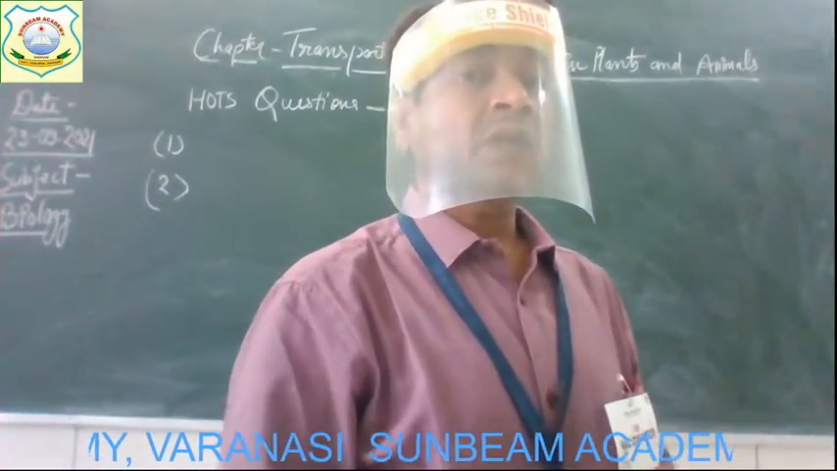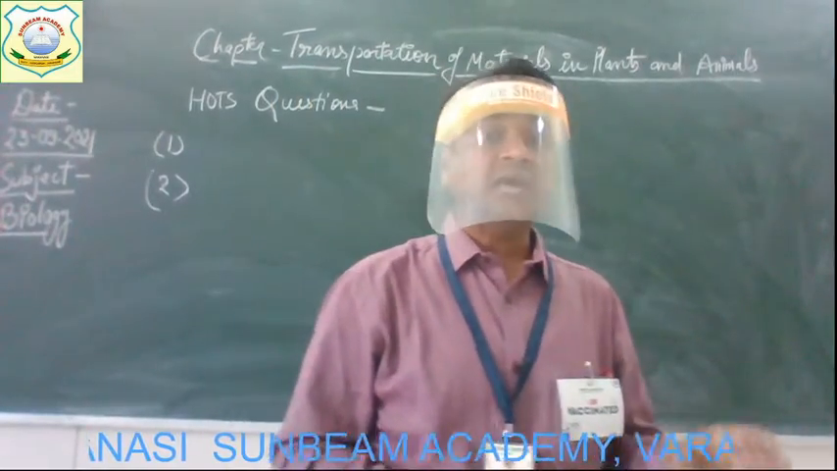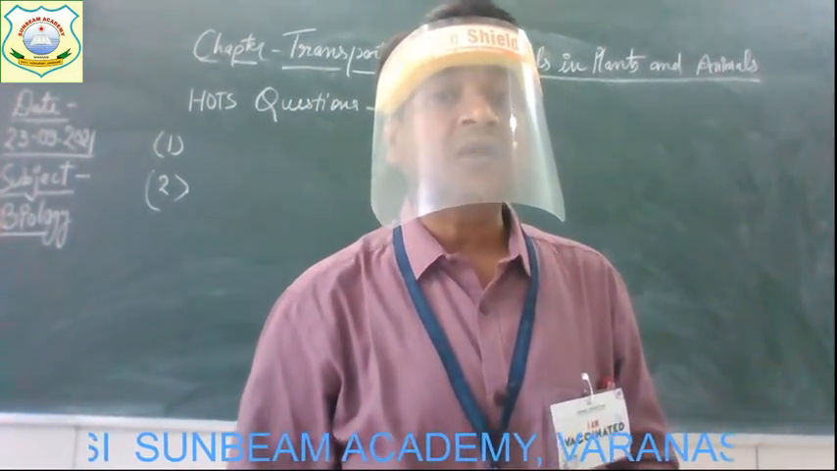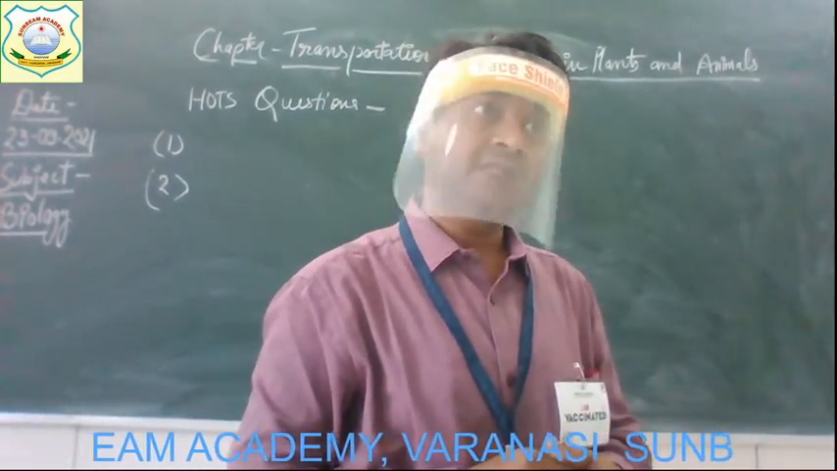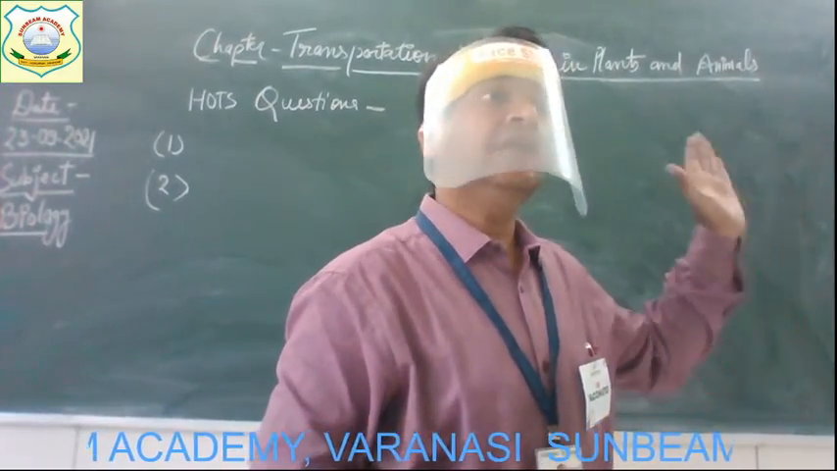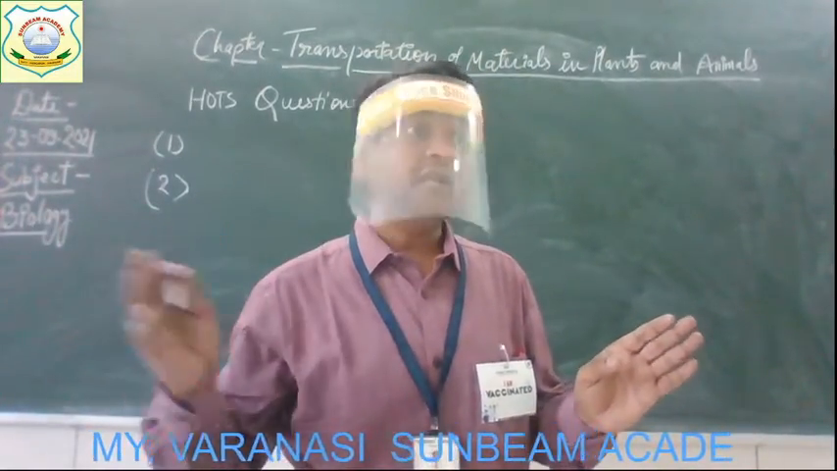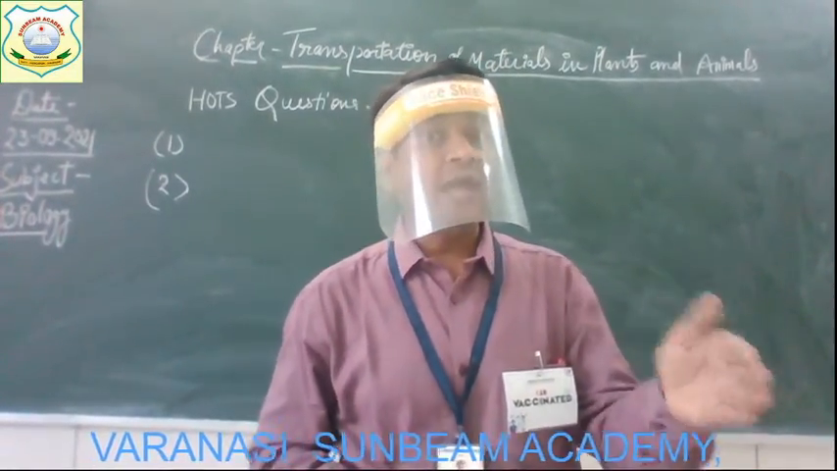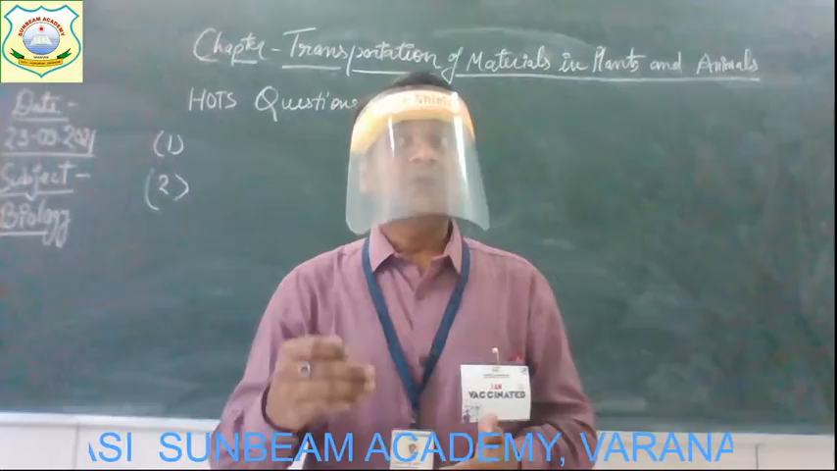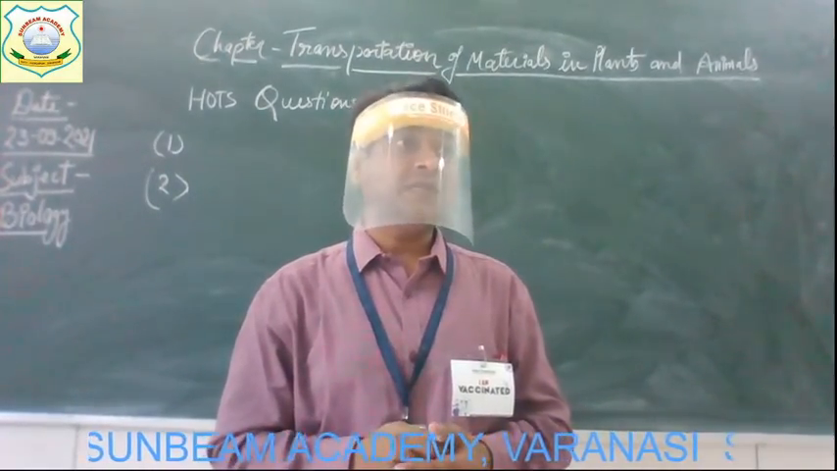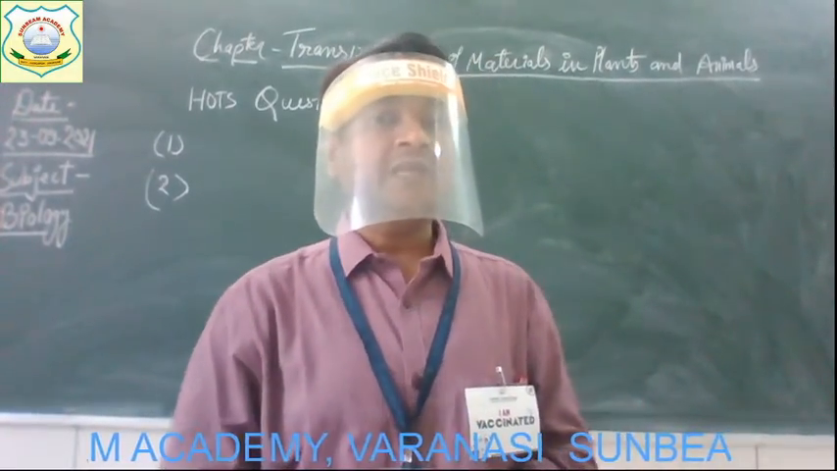The question is, which side of the heart has oxygen rich blood and which side of the heart has carbon dioxide rich blood? Children, there are two sides, left side and right side. In the left side of the heart we have the left auricle and left ventricle, and in the right side of the heart we have the right auricle and right ventricle. So here you have to tell in which side of the heart oxygen rich blood is present and in which side carbon dioxide rich blood is present.